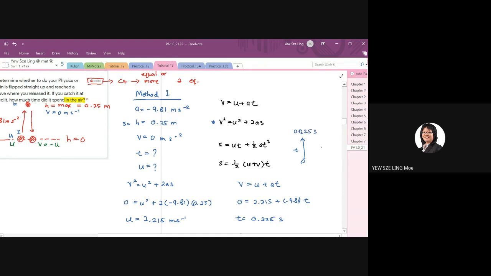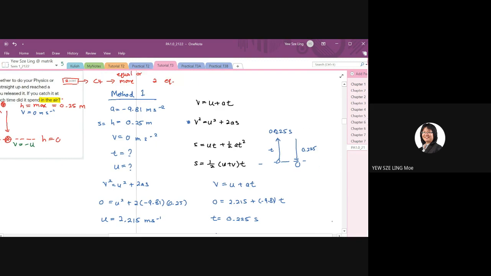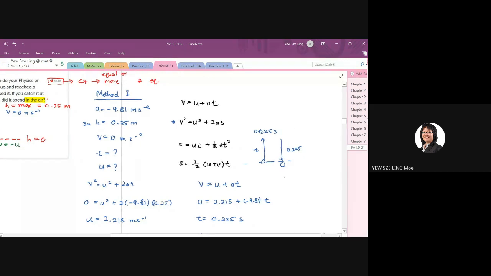which equals 0.225 second. And then it takes another 0.225 second to reach the same height, to reach the same h. So total time in the air is equal to 2t, which then equals 0.45 second, right? So this is how you solve it.